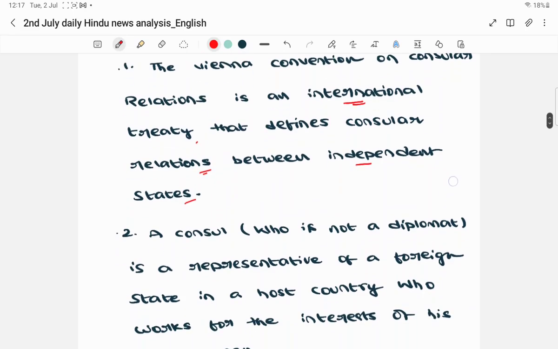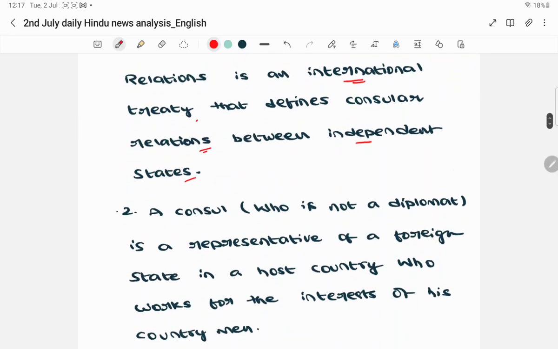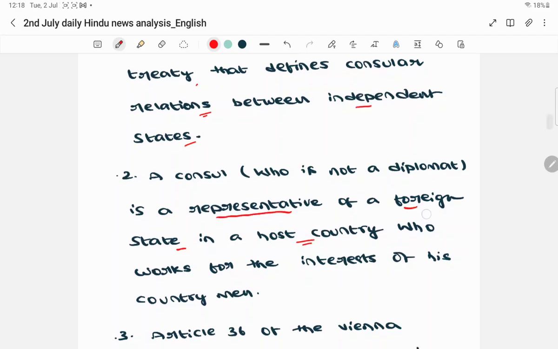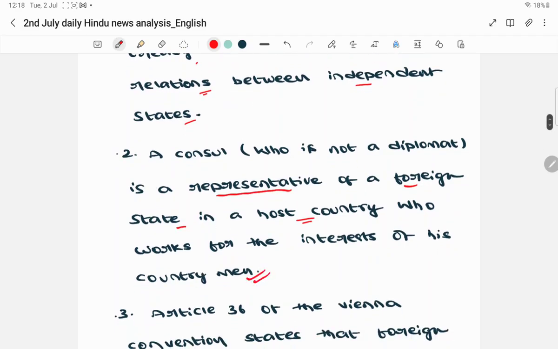Now, who is a consul as per this? A consul, who is not a diplomat, please be very clear, is a representative of a foreign state in a host country who works for the interests of his own countrymen. His main duty is to work towards the interests of his countrymen, and whenever there is a need, he needs to support them.